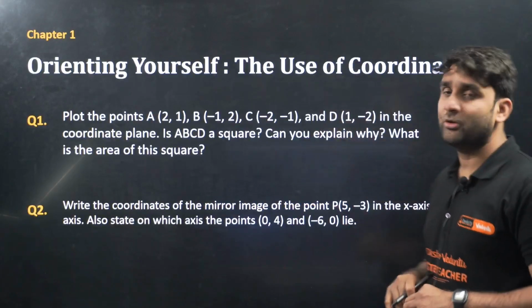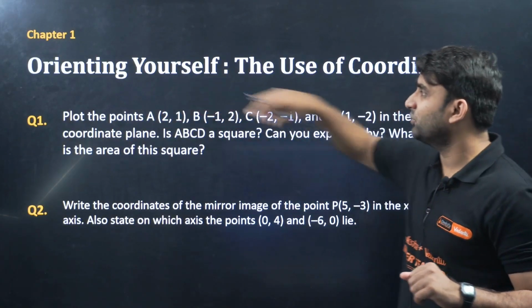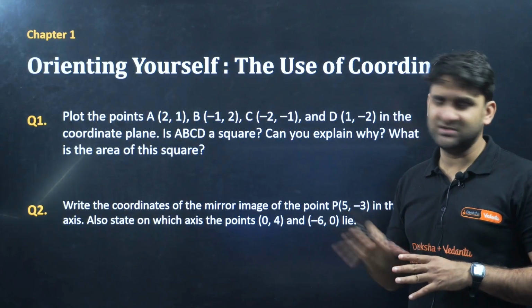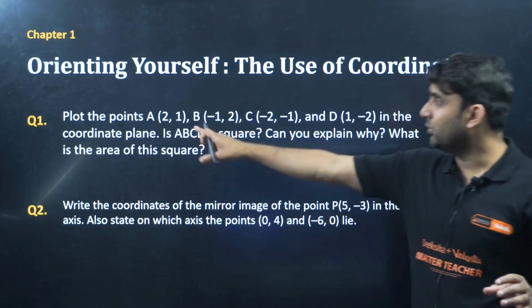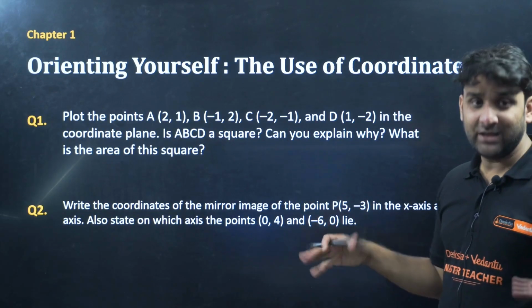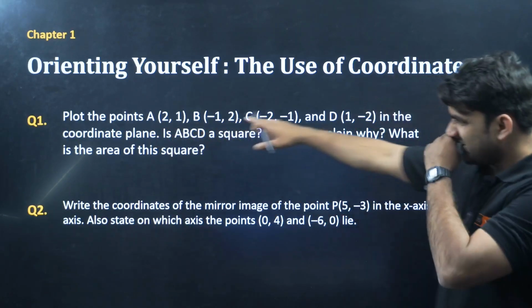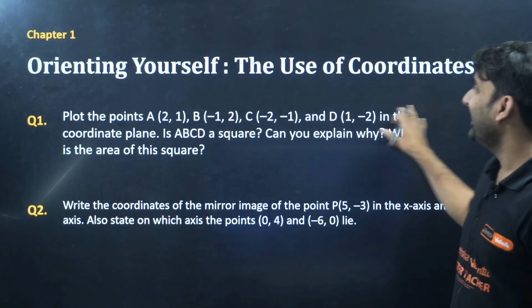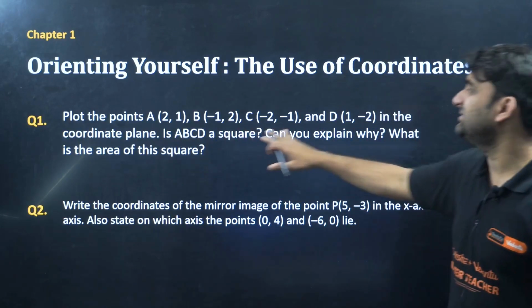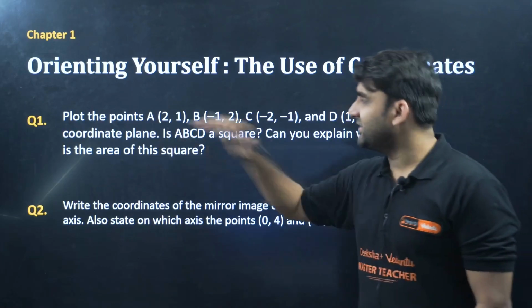If I talk about chapter number 1, the name of the chapter is Orienting Yourself, the Use of Coordinates. This chapter is really very easy. I would say this chapter is a bonus. And look, these 2 questions are important. Plot the points. We have 4 points, 1, 2, 3, 4, sorry, 4 points. In the coordinate plane, is ABCD a square? Can you explain why and what is the area of this square?